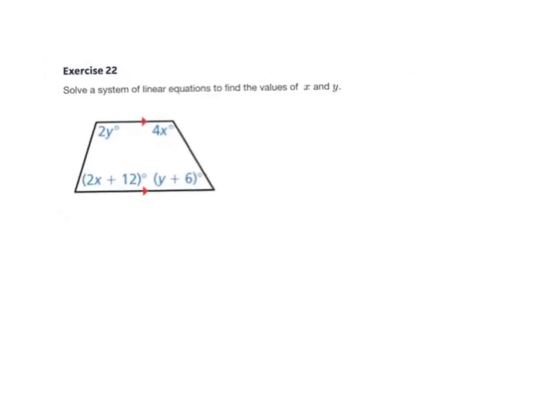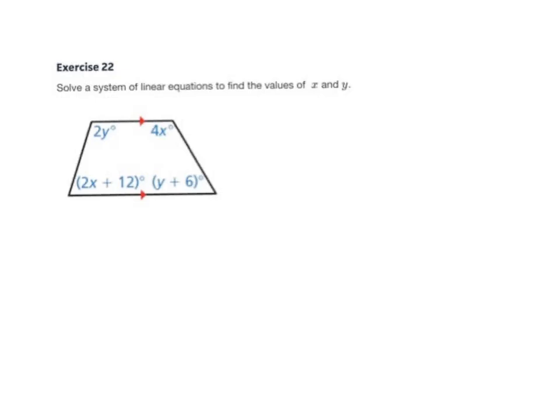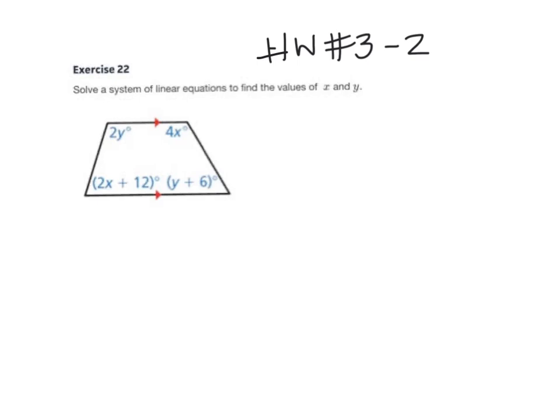I'm going to make a video on problem or exercise 22 from homework 3-2 from Tuesday. I got a couple questions on this problem, and it does involve remembering quite a bit of math from last year's algebra class, so I will go over that.